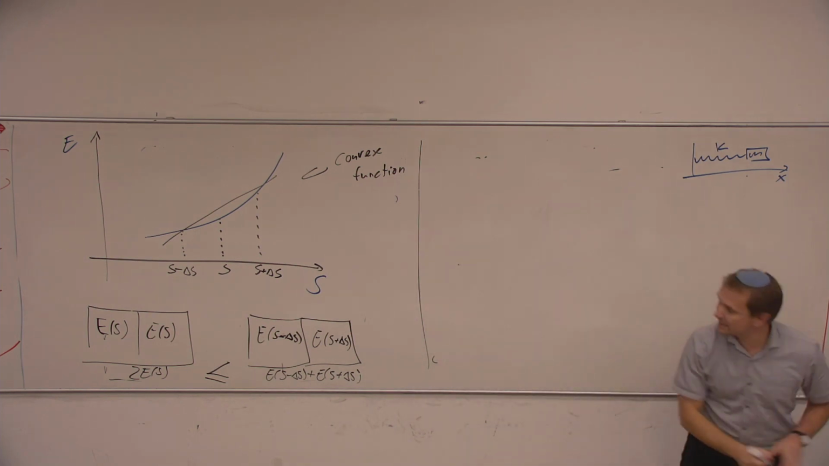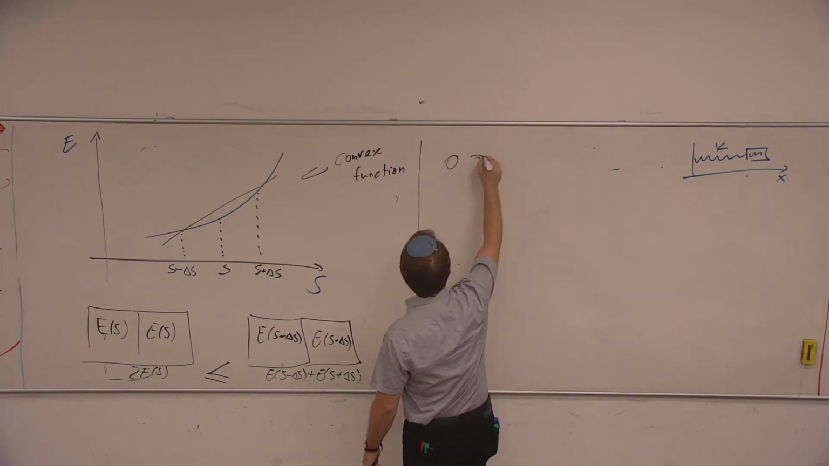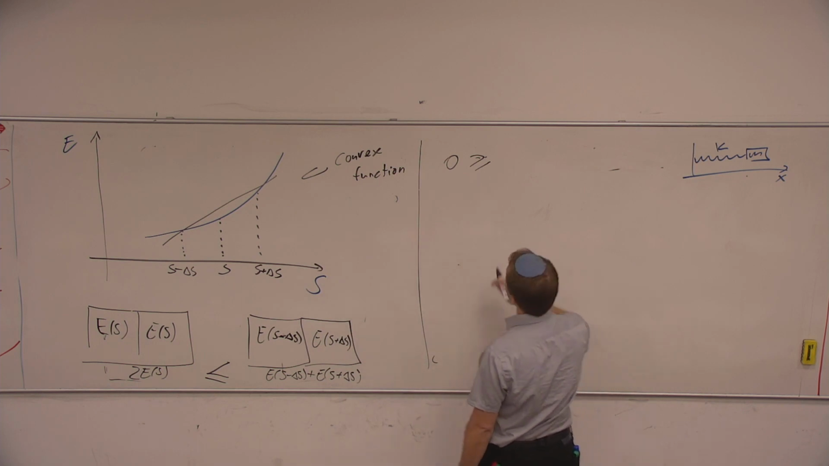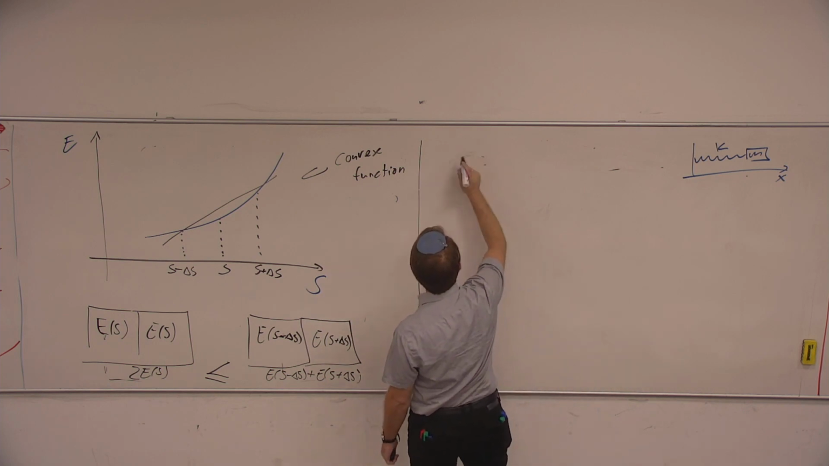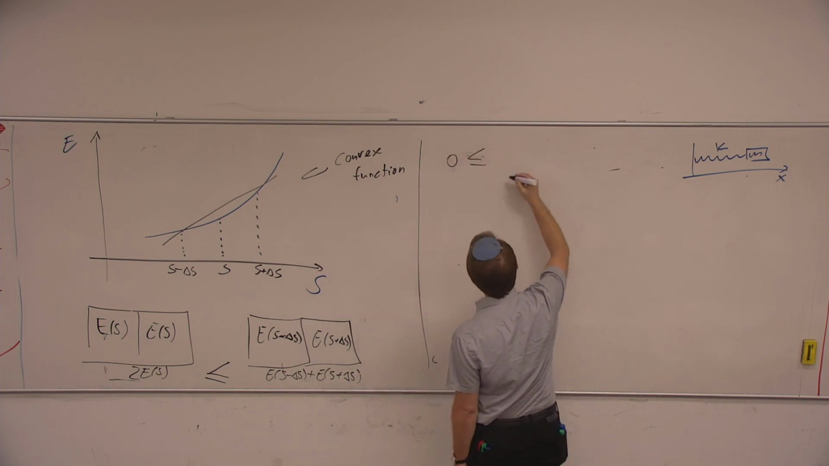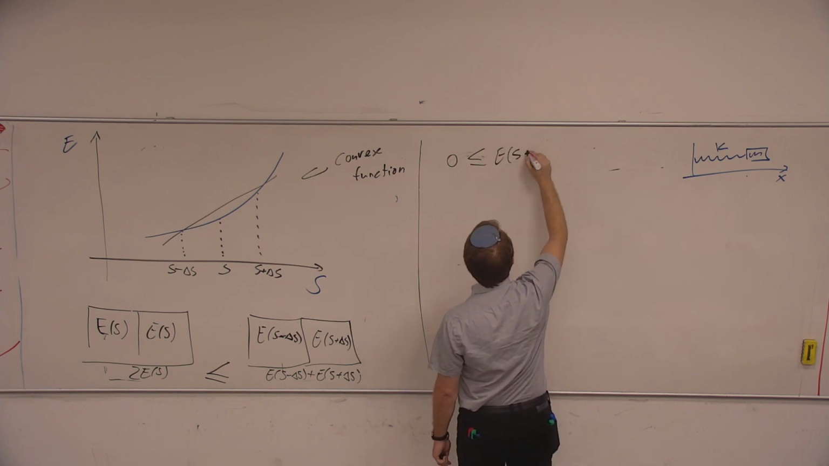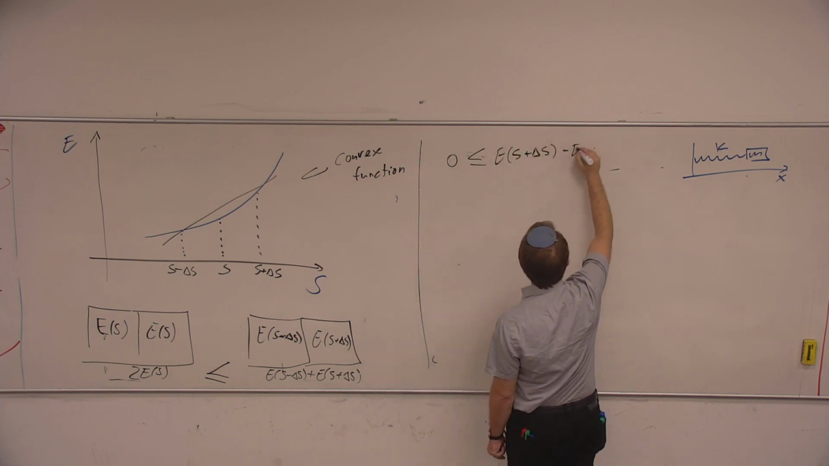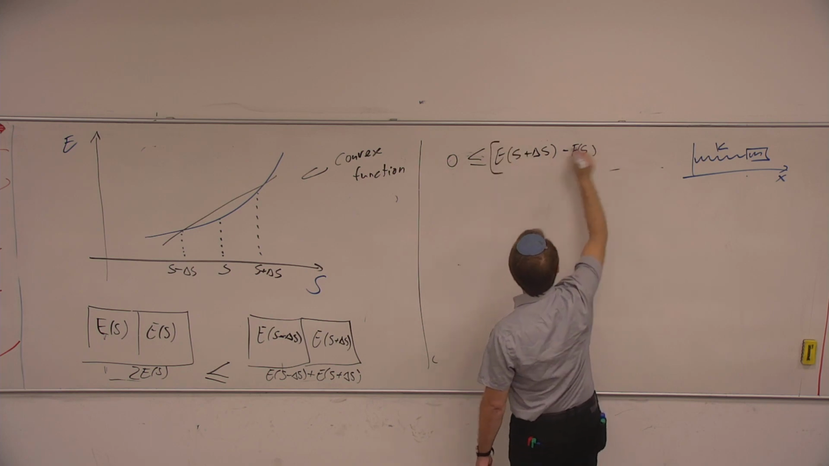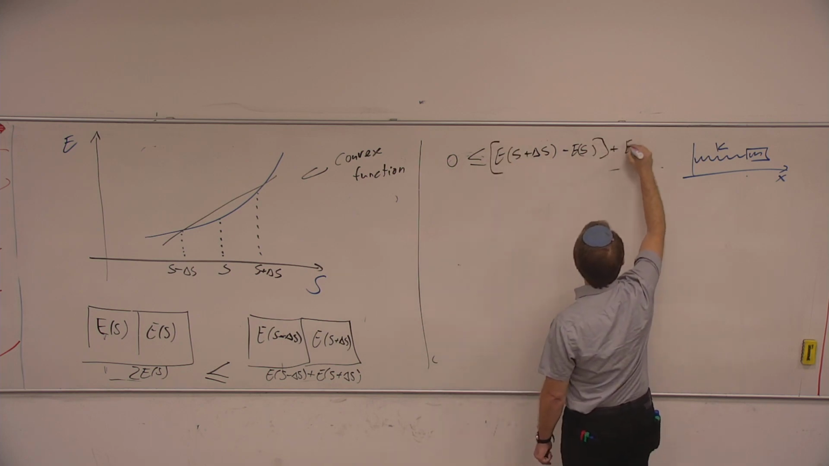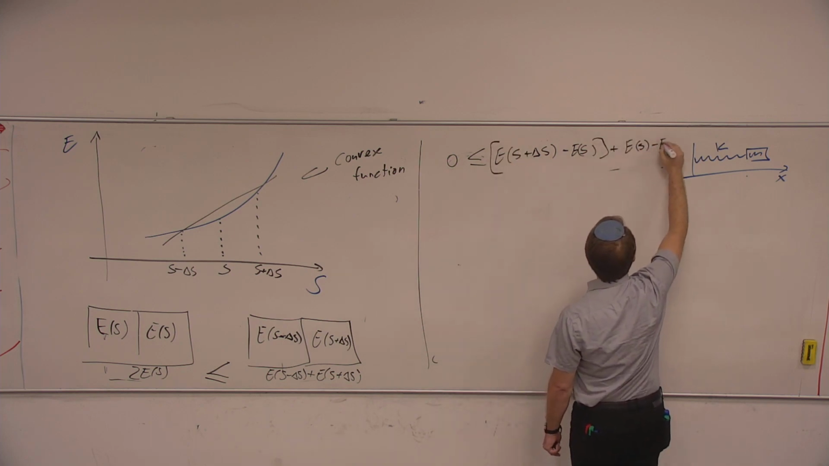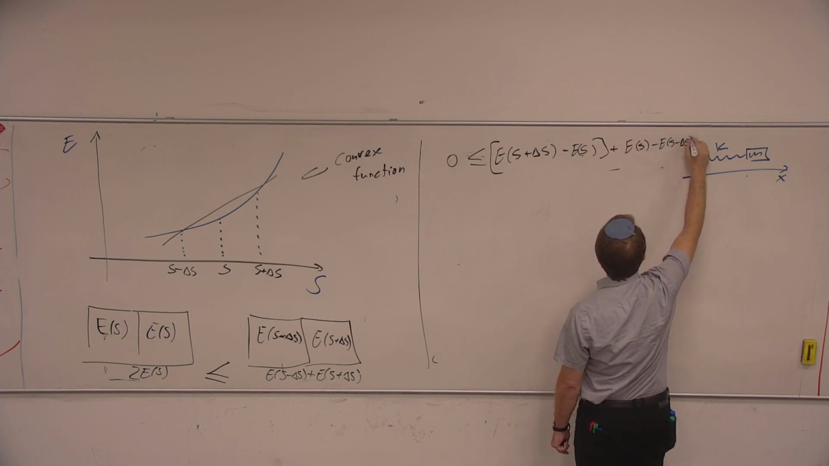Okay? It's exactly the same. We have that 0 is smaller than E(S + ΔS) − E(S) + E(S) − E(S − ΔS).